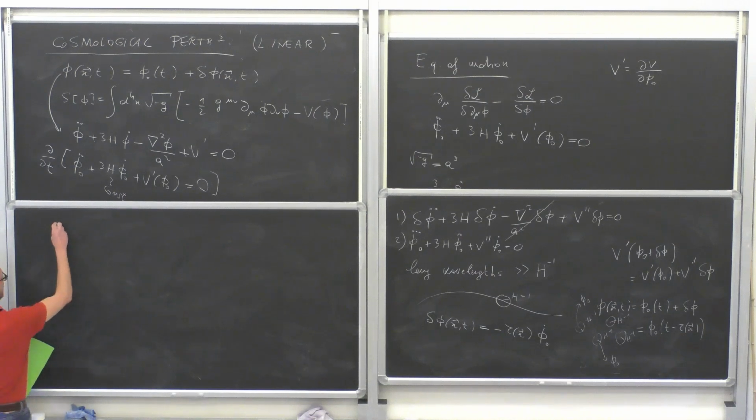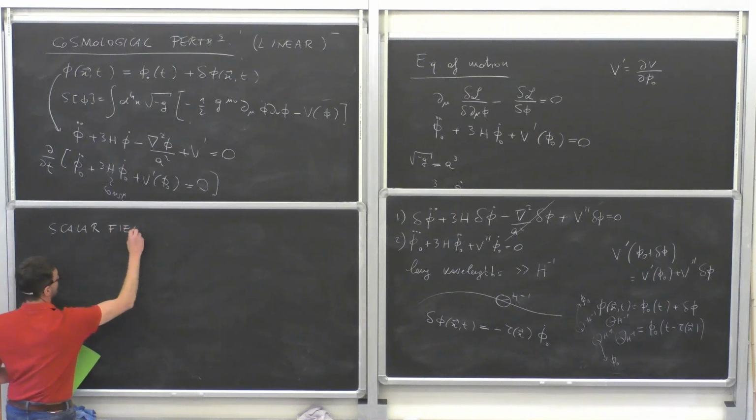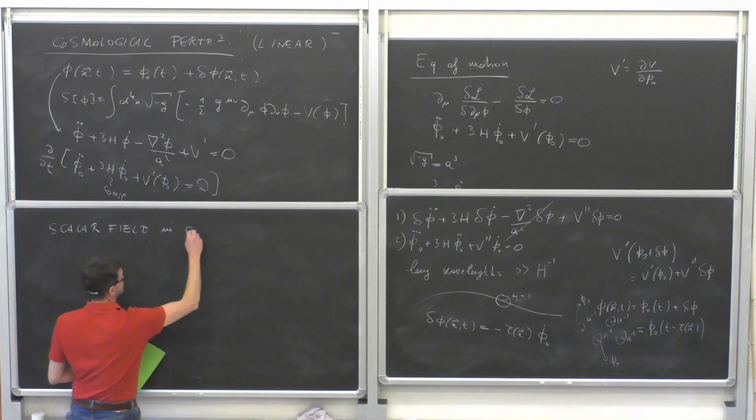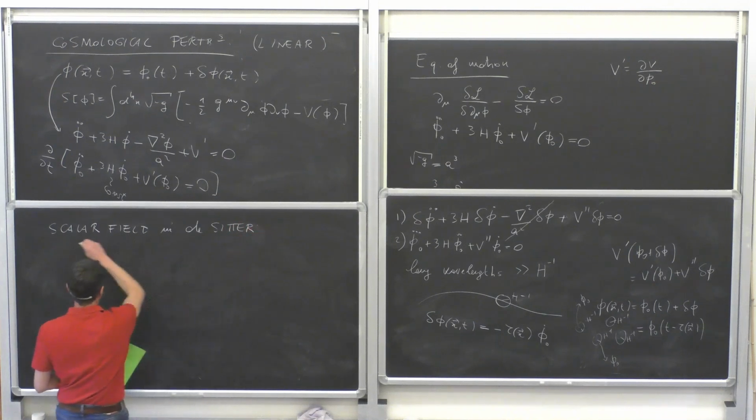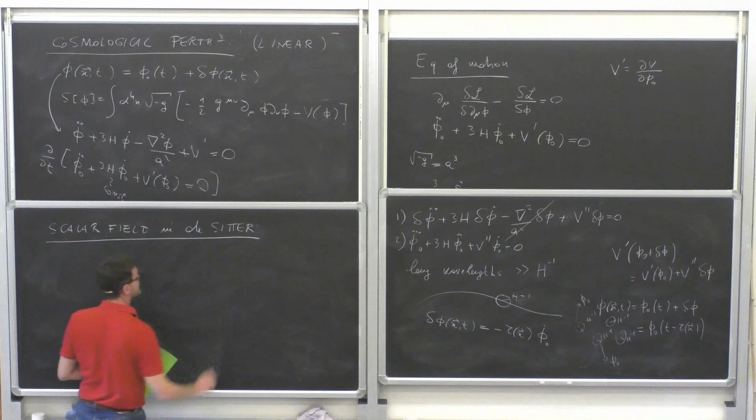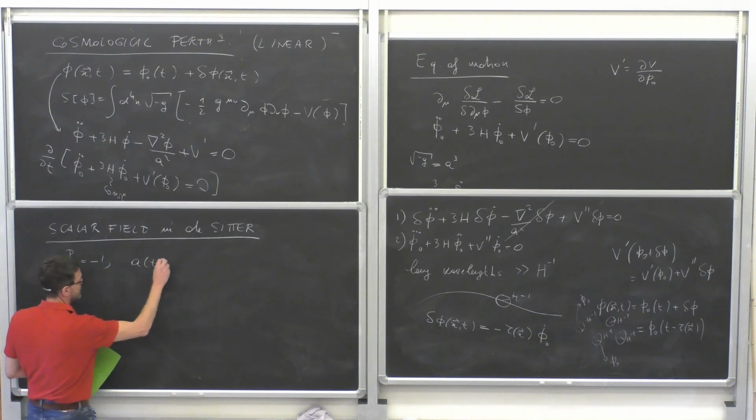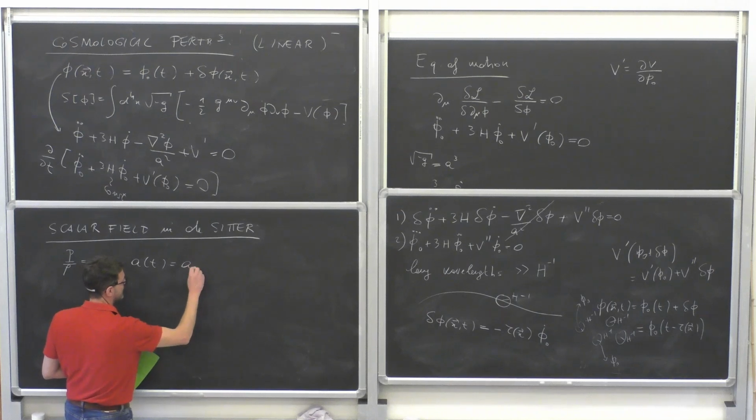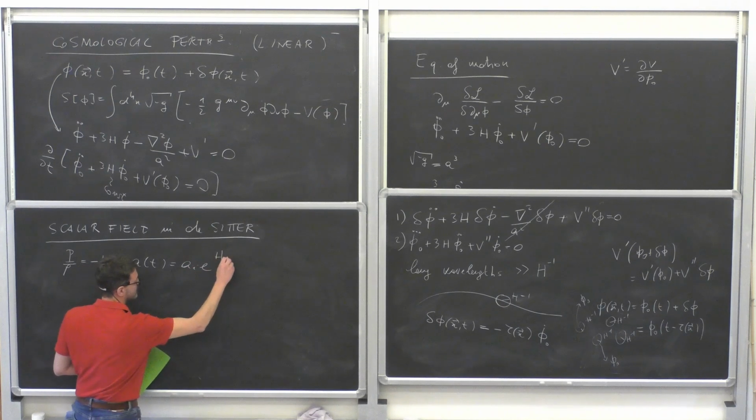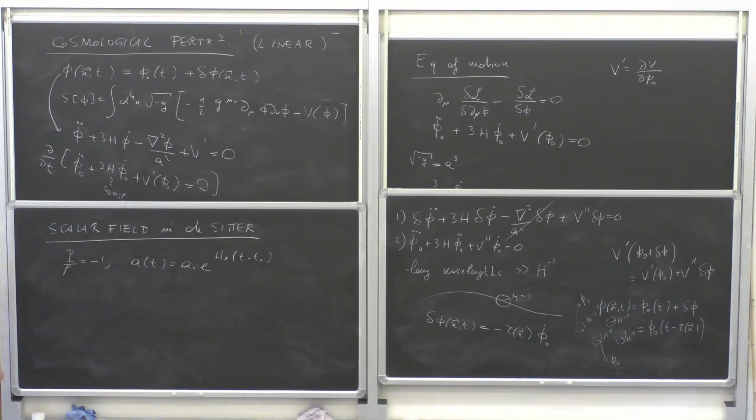I want to consider a scalar field in de Sitter. So what is de Sitter? It is the period where P over rho is exactly equal to -1, and therefore the scale factor is really something that goes like, let's say, a initial e to the H star (t minus t_i). It's exactly exponential, okay? So I want to do this example.